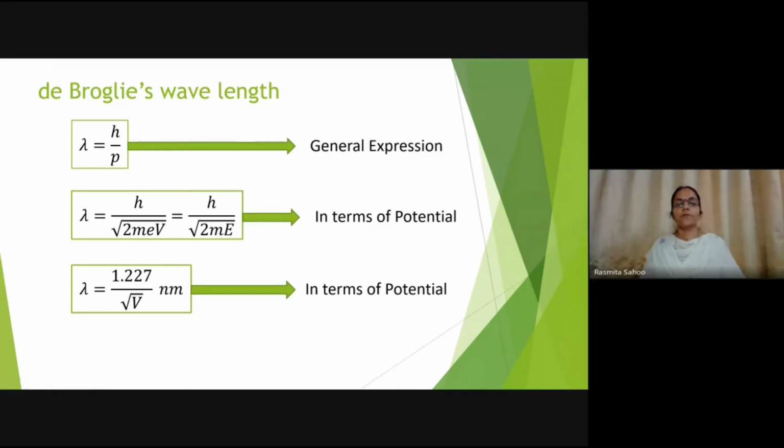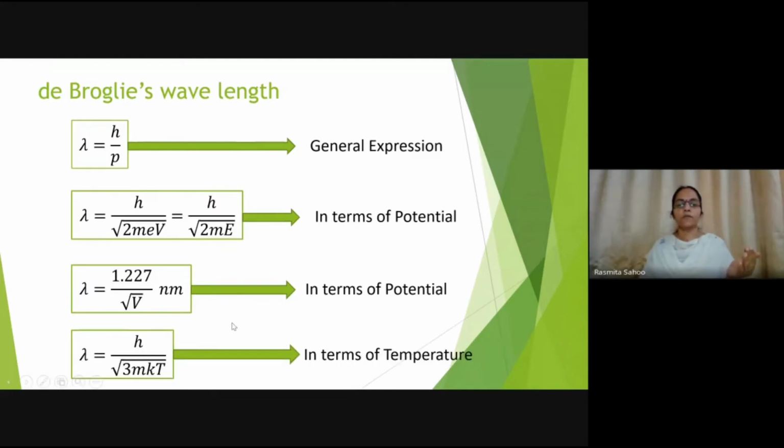Okay. Then one more expression we have seen, that is in terms of temperature. What is that? Lambda is equal to h by square root of 3mkT. Here m is the mass of the gas particle, k is the Boltzmann constant, T is the temperature in Kelvin, right?